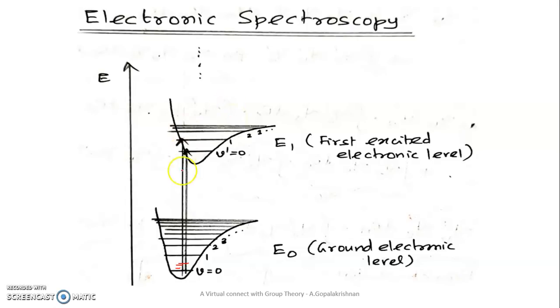Now, suppose you take one vibrational level from this electronic level and one vibrational level from the other electronic level of the same molecule, then the two vibrational levels are not orthogonal. Keep this in your mind. Two vibrational levels within the same electronic level are orthogonal. But if you take one vibrational level from one electronic level and another vibrational level from another electronic level, then those two are not orthogonal to each other. Are you clear?